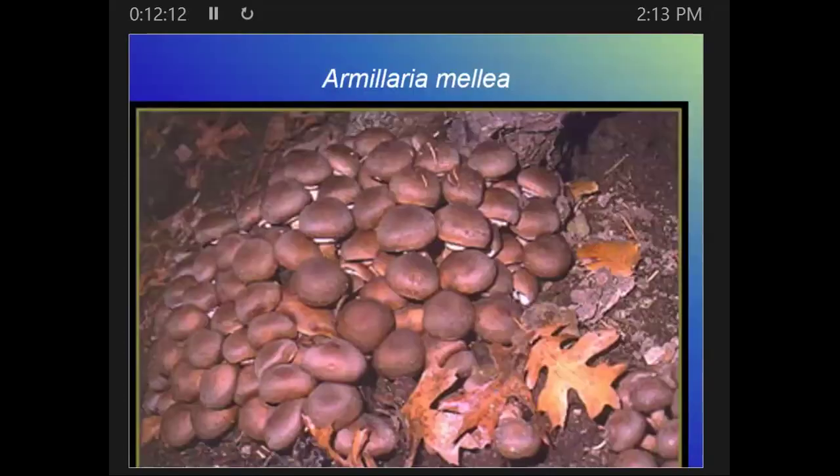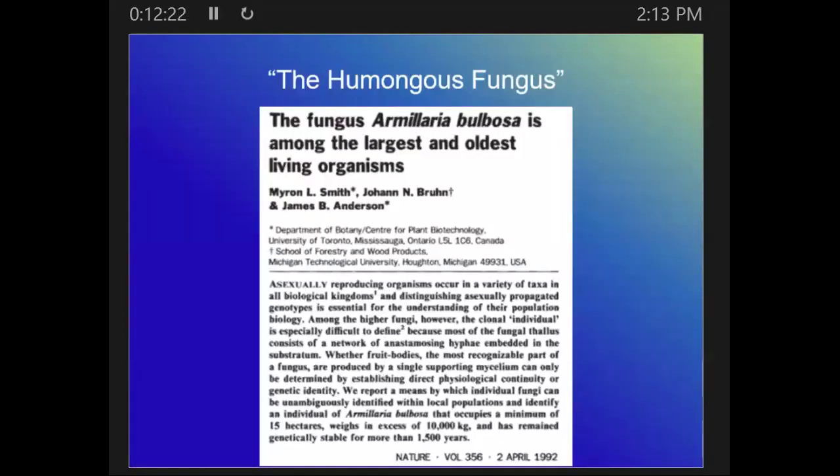This one looks pretty ordinary. This one's called Armillaria mellea. And when this one was discovered, I was in grad school, and this is the humongous fungus from the Munising area. And so this is the scientific article that was published. Johann Brun is one of the authors, and he was on my PhD committee. He worked in the forestry department at Michigan Tech University. And so bulbosa and mellea are the same thing. This one was claimed to be the largest and oldest living organism at that time.